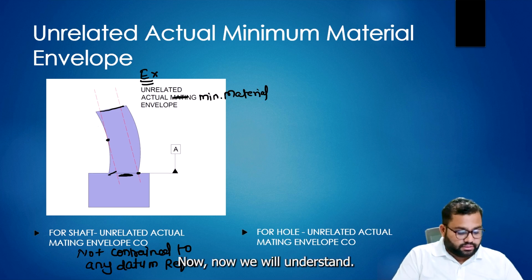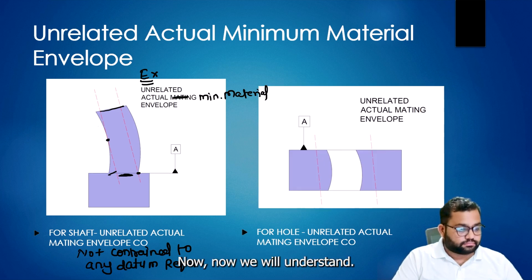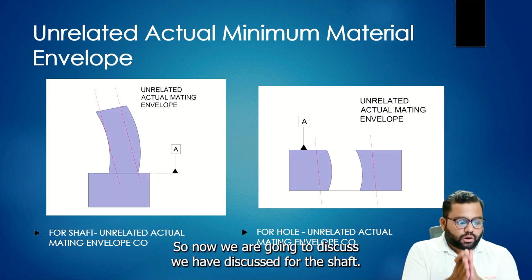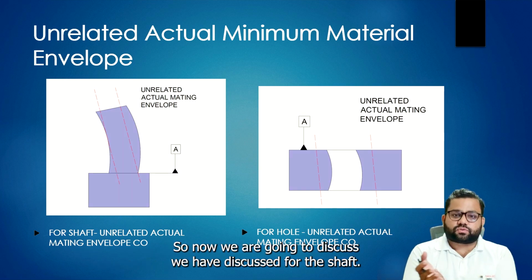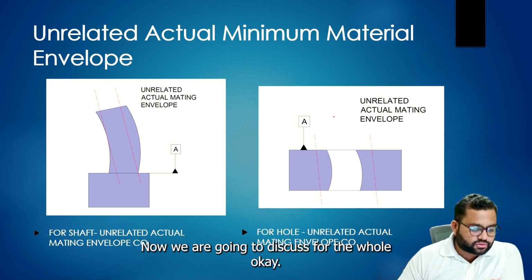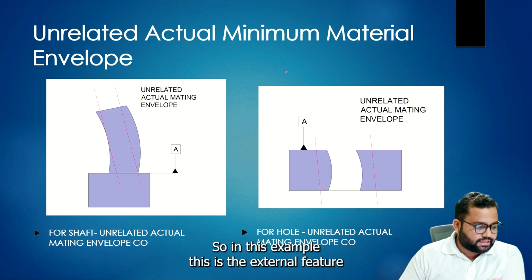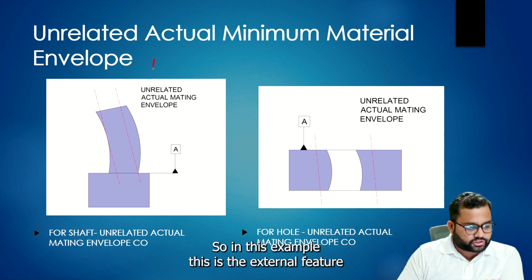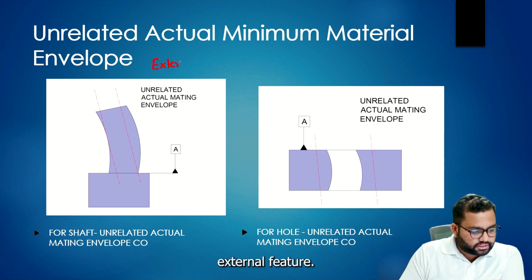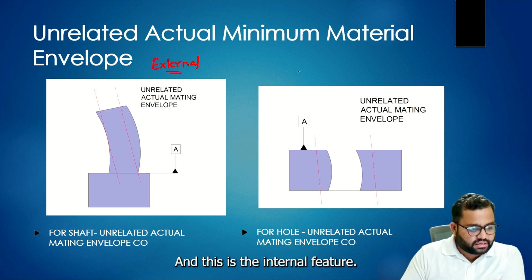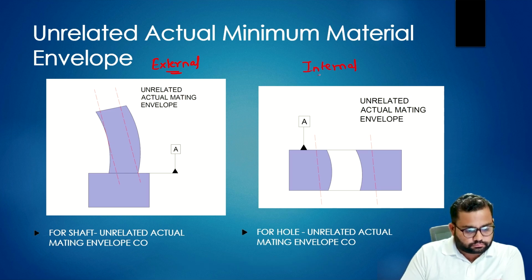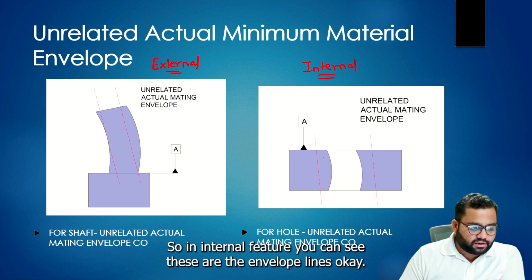Okay, now we will understand. We have discussed the shaft, now we are going to discuss the hole. So in this example, this is the external feature, and this is the internal feature. In the internal feature, you can see these are the envelope lines.